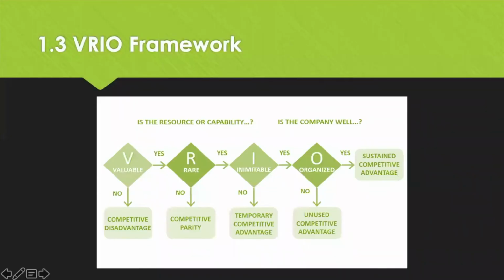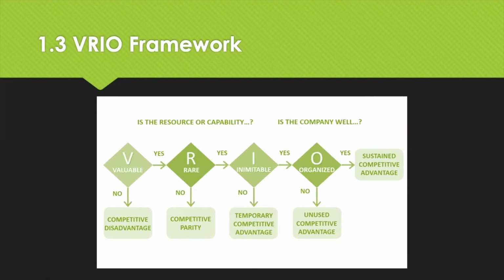So the VRIO framework was identified by an author called Barney. It examines if resources are valuable, rare, costly to imitate, and non-substitutable. The resources and capabilities that answer yes to all these questions are sustained competitive advantages. So value is something that's valuable to your organisation that helps you to increase the value offering to your customers.